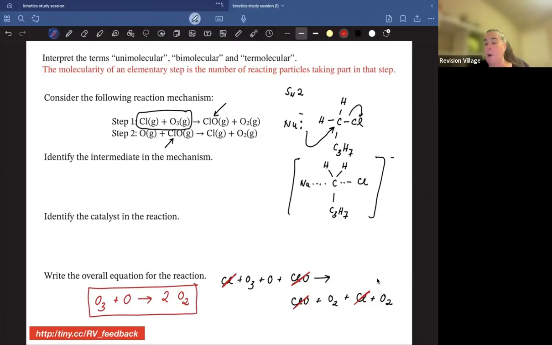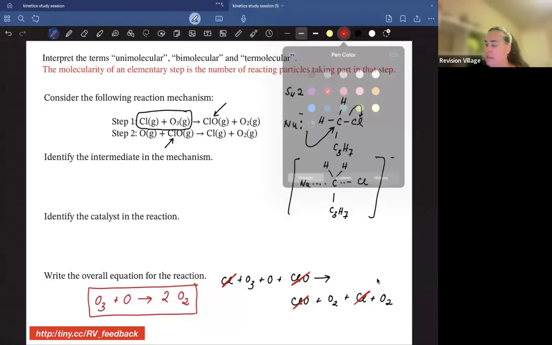So at the top, we proposed a reaction mechanism, but at the bottom, we're seeing the reaction that's actually happening. That's what we're trying to understand. How do we make diatomic oxygen in the atmosphere? Two of the things that canceled out, the ClO and the Cl, play different roles in this reaction.